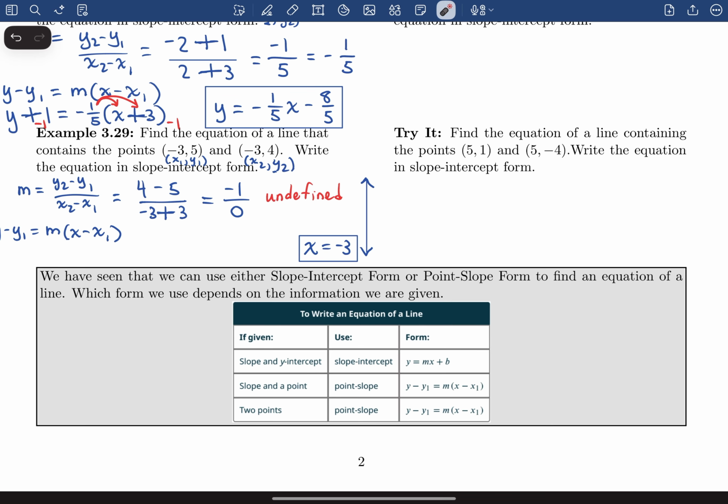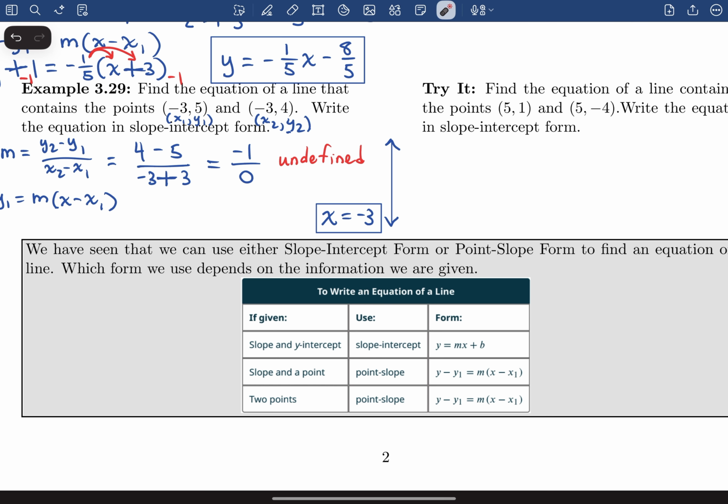Hey, we have seen that we can use either slope-intercept form or point-slope form to find an equation of a line. Which form we use depends on the information we are given. All right, so when do I use slope-intercept form? Well, I use slope-intercept form when I know a slope and a y-intercept. Okay, so I'll use that form. Now, when do I use point-slope form? I can use it when I know a slope and a point, right? Because I plug in the slope and that point, x1 comma y1, into the equation.